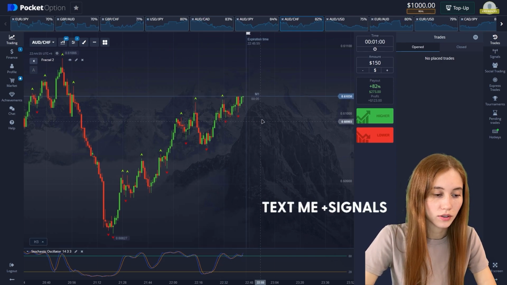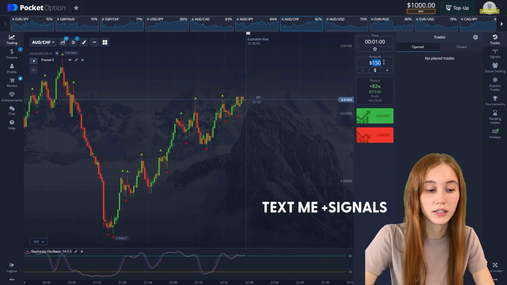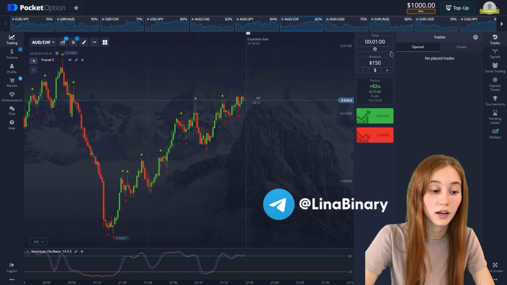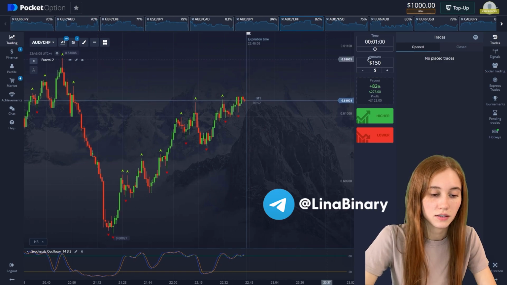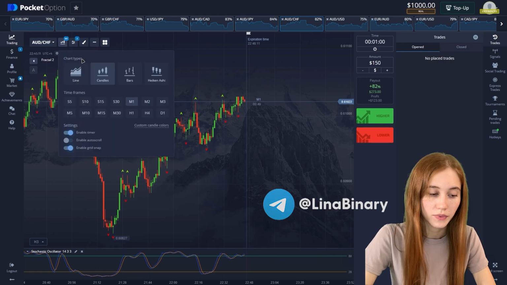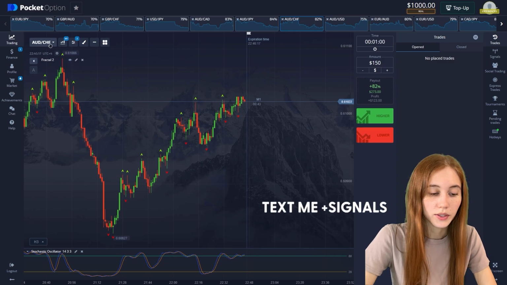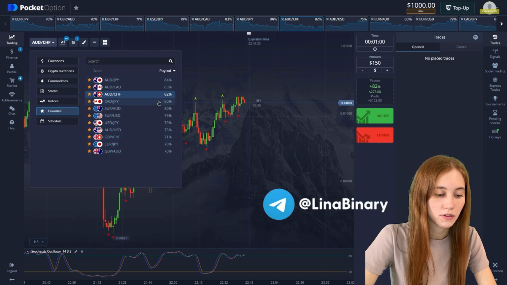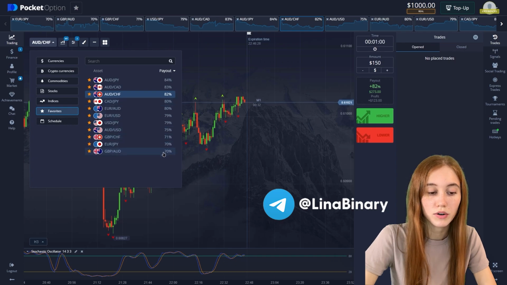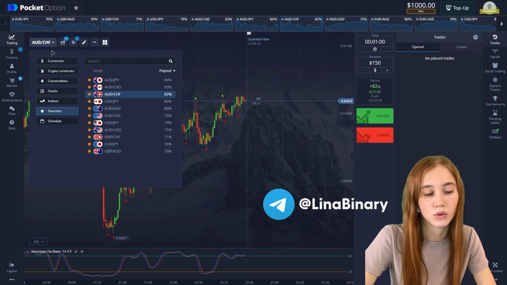And let's set up our workspace. First, we set the trade amount to $150, a little more than 10% of our bank. Also, today we'll trade on minute time frames and set a minute time frame and candles. We'll also trade on currency pairs. I have highlighted these currency pairs where the payout percentage is more than 70%. If the payout percentage is 70%, then from a $100 trade the profit will be $70.